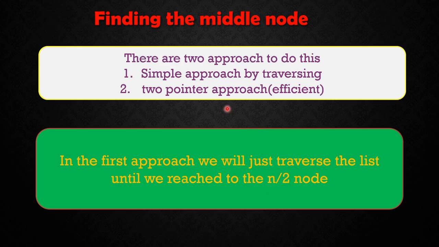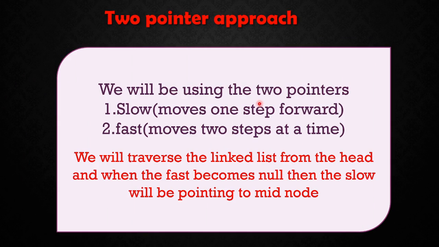Now let's see what the two-pointer approach is. As I have told you, in the case of the two-pointer approach, we are going to have two pointers. The first pointer will be the slow pointer and the second will be the fast pointer. As the name suggests, the slow pointer is going to move slowly in comparison to the fast. So when the slow pointer moves one step forward, the fast pointer will move two steps forward. We'll traverse the linked list from the head, and when the fast becomes null, the slow will be pointing to the mid node.